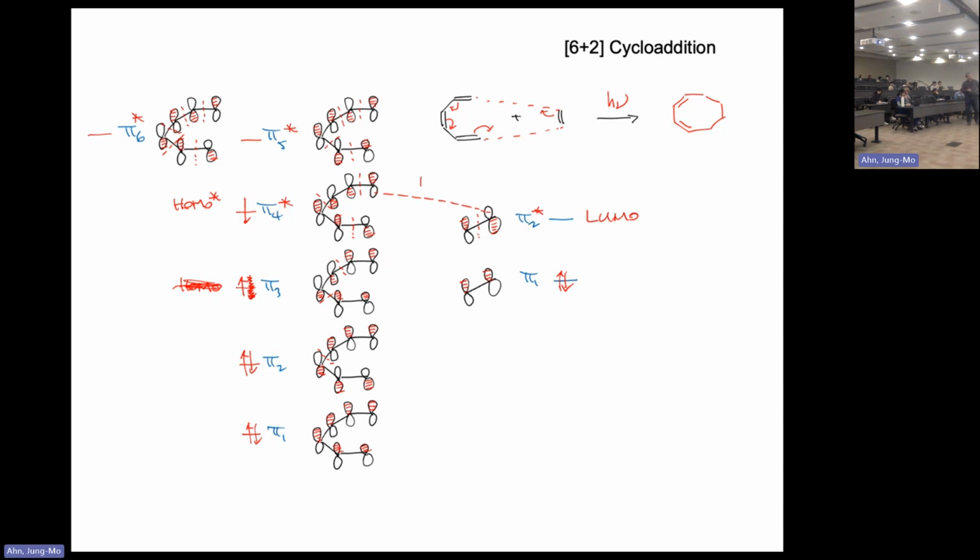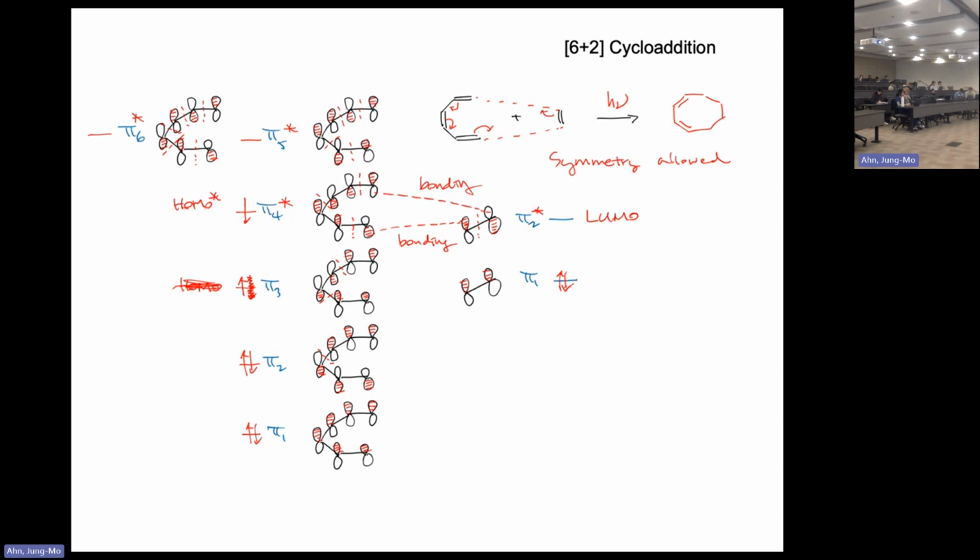You can see that on one side we have two lobes in phase, so they're going to be good for bonding. On the other side, now it's different. Now you've got two lobes in the same phase also. So both sides are good for bonding. We call this symmetry allowed, and then the reaction will occur.